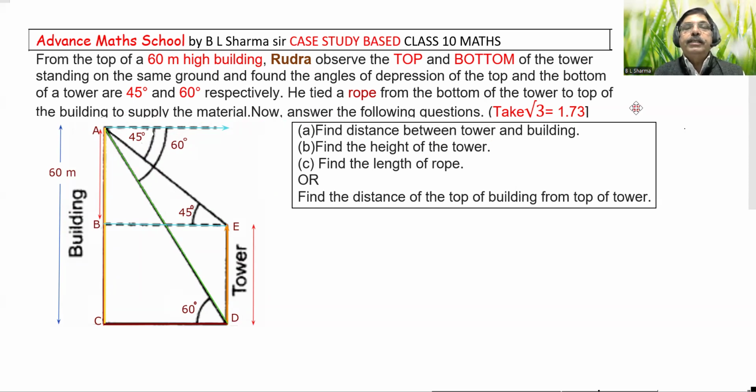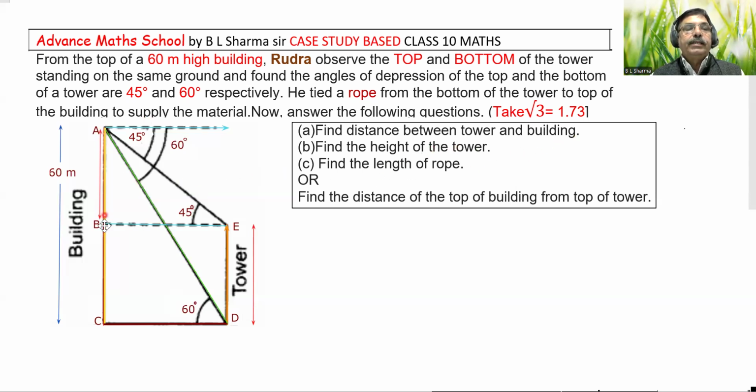The first question is, find the distance between the tower and the building, meaning this distance. Find the height of the tower, this. Find the length of the rope, this. Find the distance of the top of the building from the top of the tower, this. We will find all of these using trigonometric ratios, sine, cos, tan. See the first part, find the distance between the tower and the building.